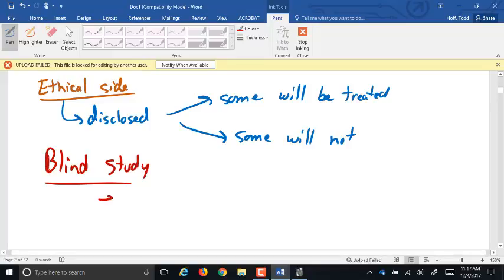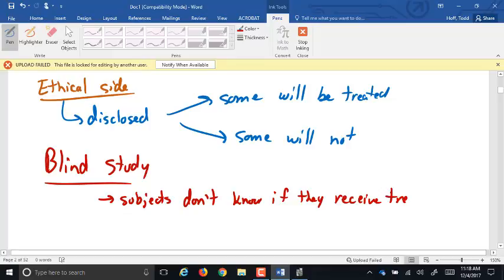It's called a blind study. The subjects don't know if they receive treatment or not. So, like I said, if they're testing a new medication, one group would actually get the medication, the other group would get a sugar pill or something that looked just like the medication but didn't do anything.